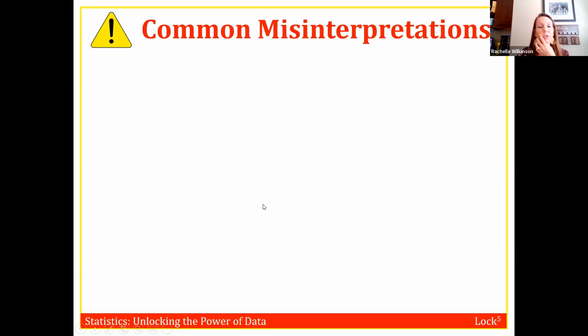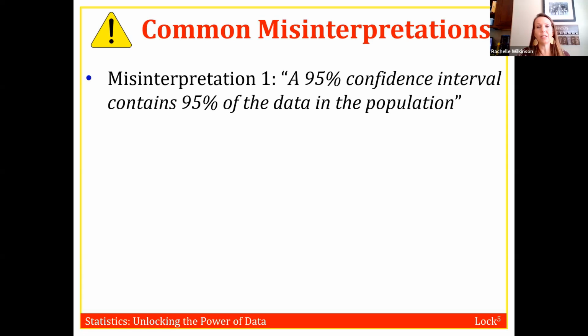Okay, so here are a few common misinterpretations. First one: a 95% confidence interval contains 95% of the data in the population. What's wrong with this one is the "of the data." Remember, the confidence interval doesn't tell us where individual data points will be. It just tells us where we expect the population value to be.